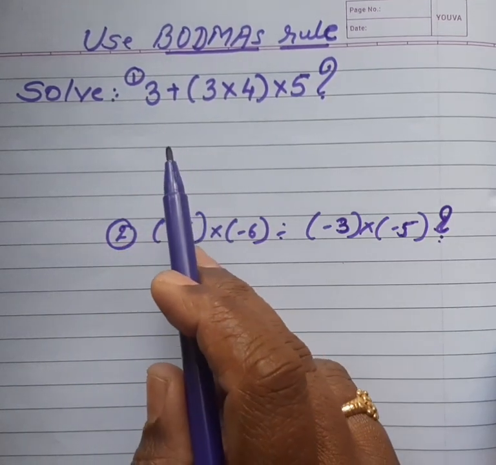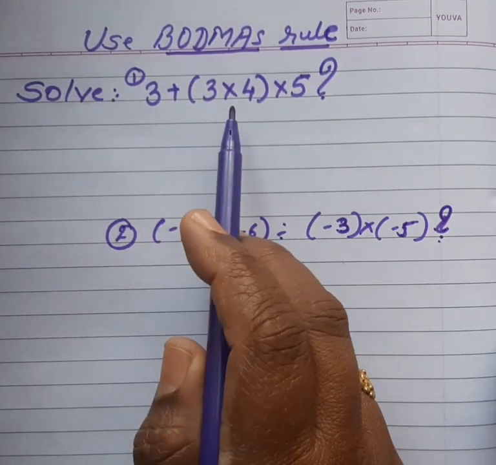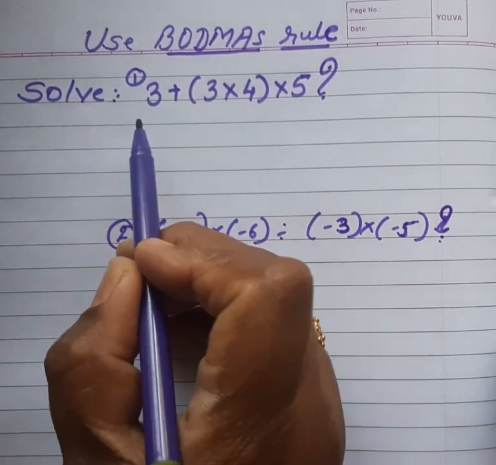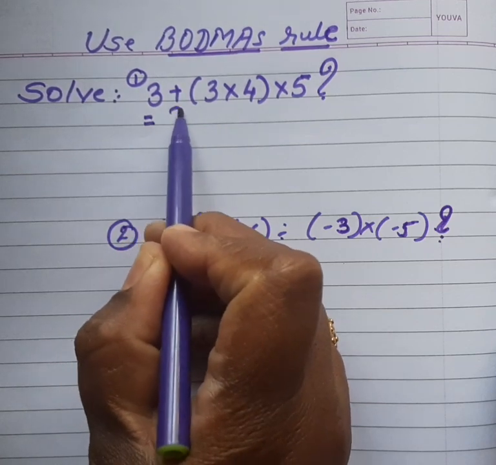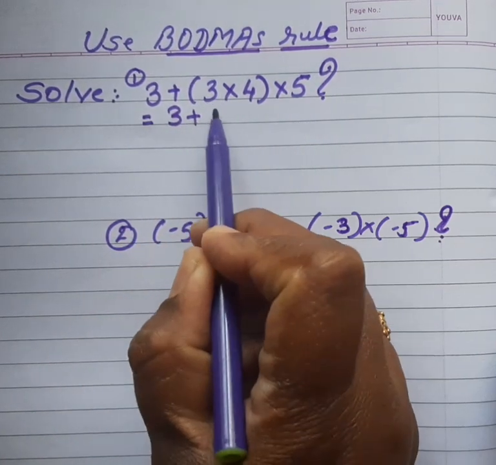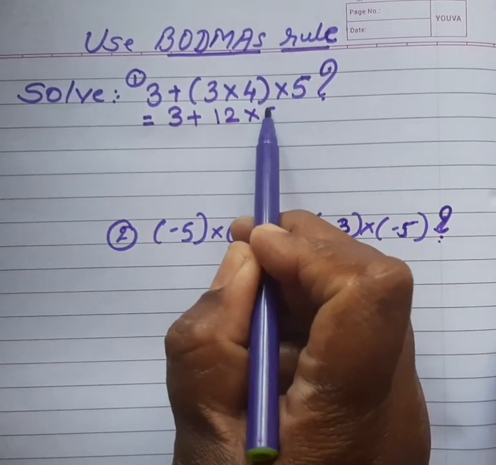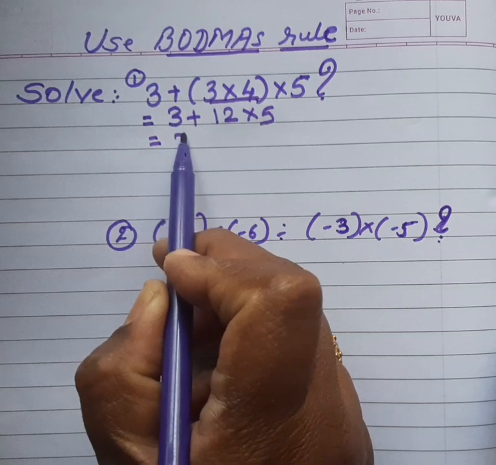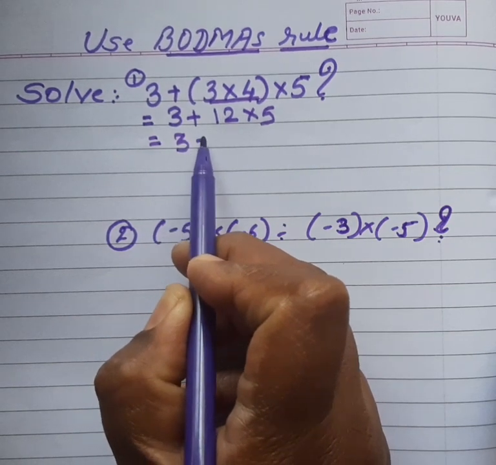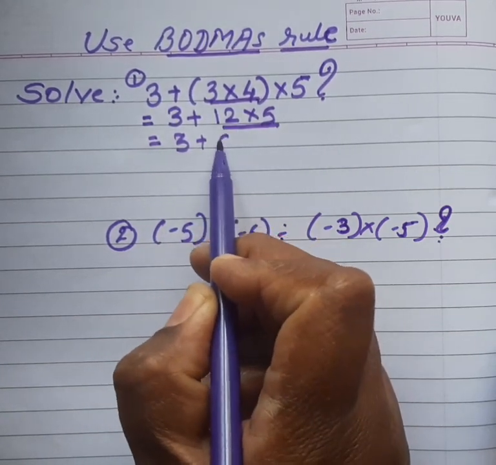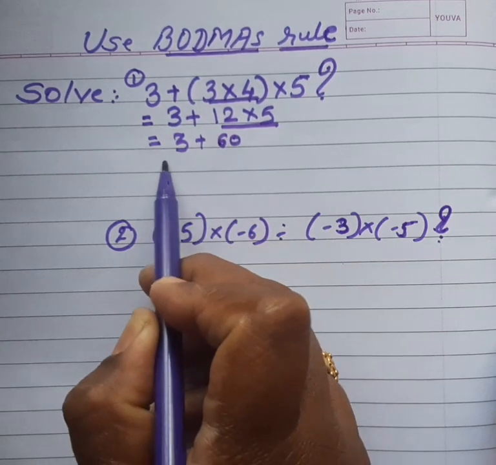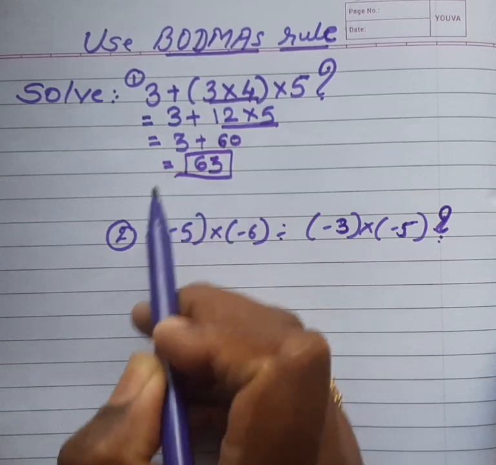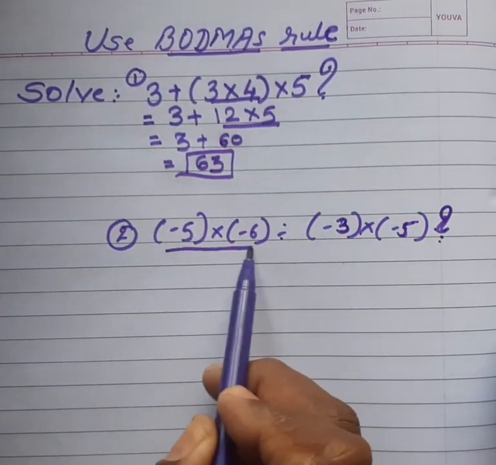Now I have taken the first question here: 3 plus 3 multiplied by 4 multiplied by 5. Now I will solve this step by step. 3 plus 12 multiplied by 5. Here I have done multiplication. Now by using the BODMAS rule, first I will multiply here. 12 5s are 60. So our final answer is 63. Understand?